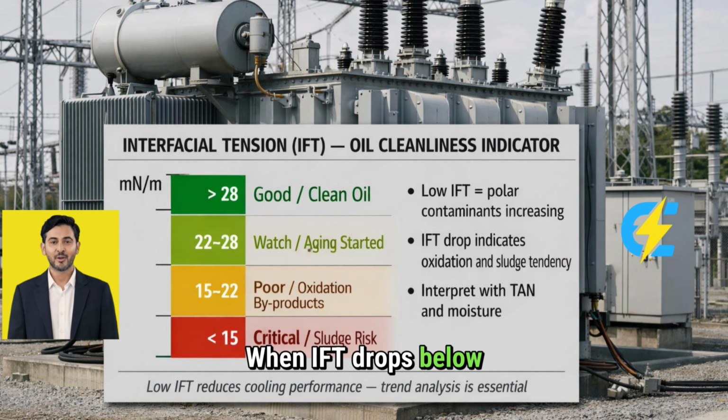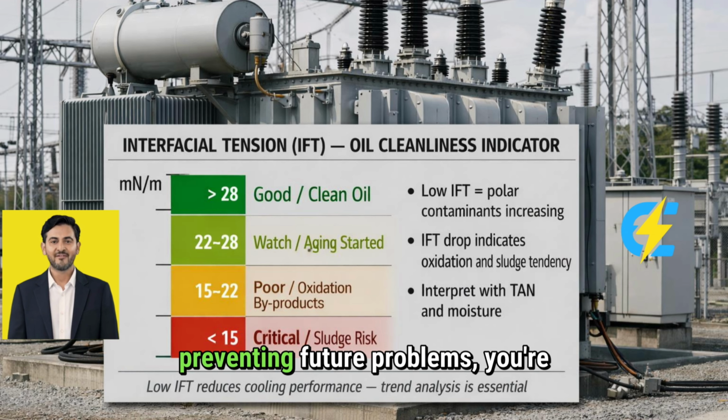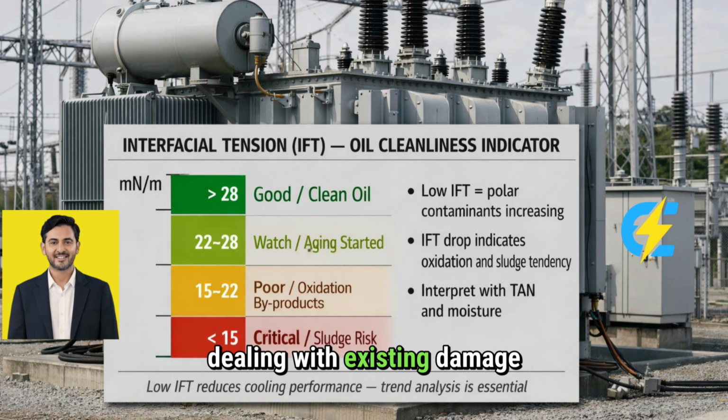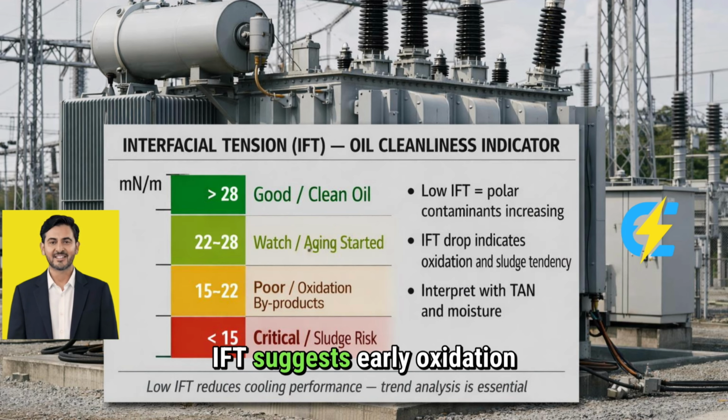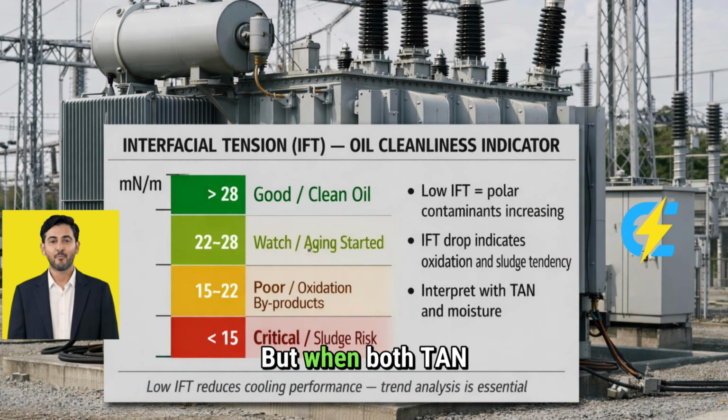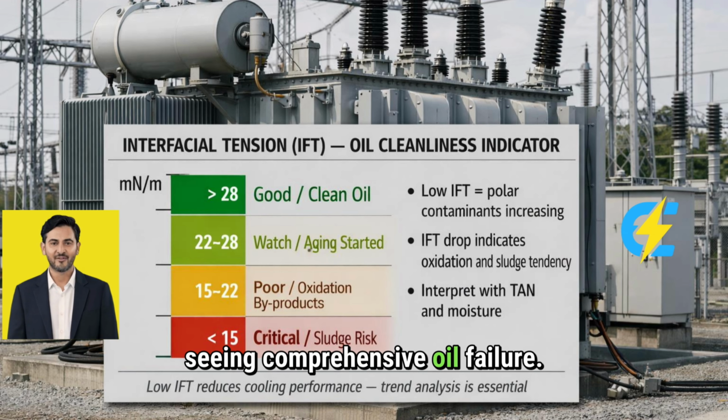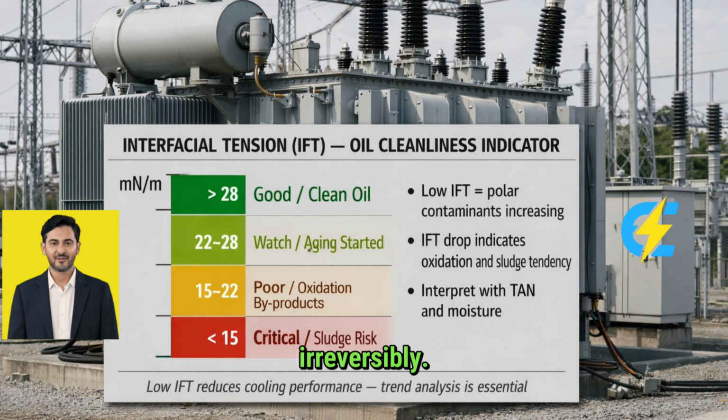When IFT drops below critical limits, you're not preventing future problems. You're dealing with existing damage that threatens your transformer's immediate reliability. The correlation between IFT and other oil tests reveals the complete degradation story. Rising TAN with stable IFT suggests early oxidation that's still manageable. Dropping IFT with stable TAN might indicate external contamination. But when both TAN and power factor rise while IFT drops, you're seeing comprehensive oil failure. The chemistry has shifted irreversibly.